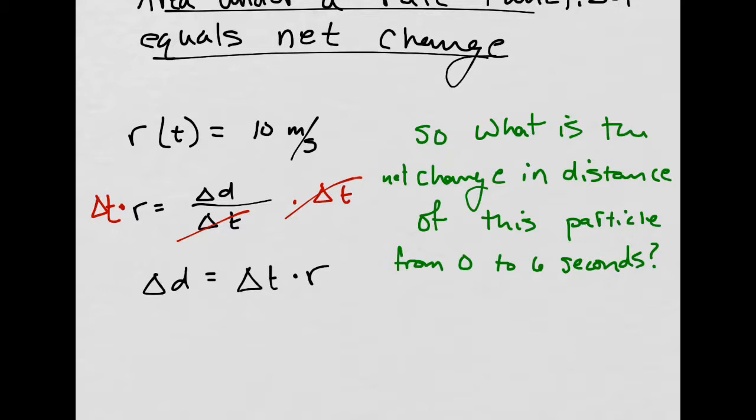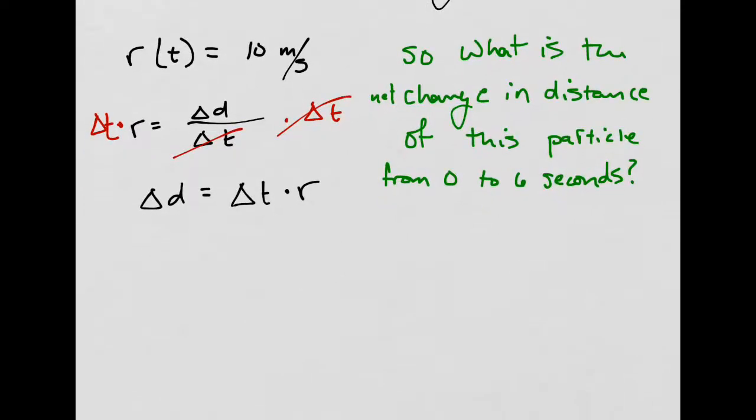If the particle moves back and forth, we won't be able to figure out the total change in distance, but we'll be able to figure out the net change in distance from where it started over whatever time, which means like negative distance will cancel out with some of the positive distance. But for right now, let's just think about this. So what is the net change in distance of the particle from 0 to 6 seconds?